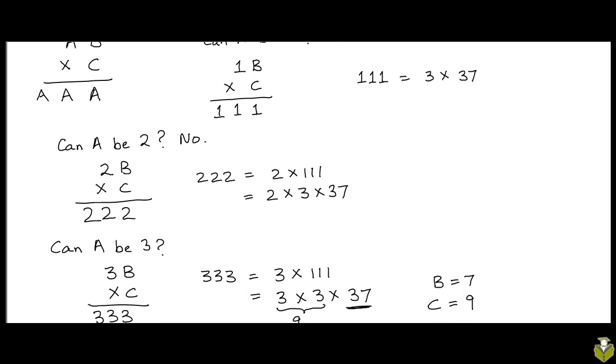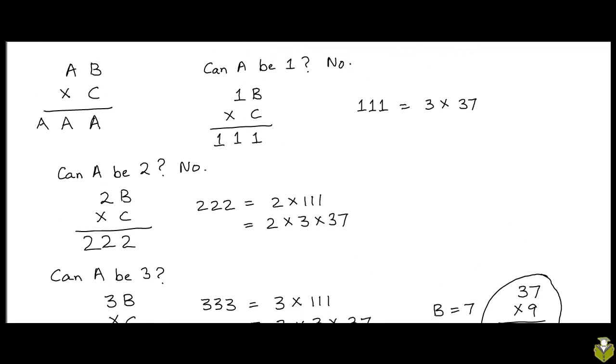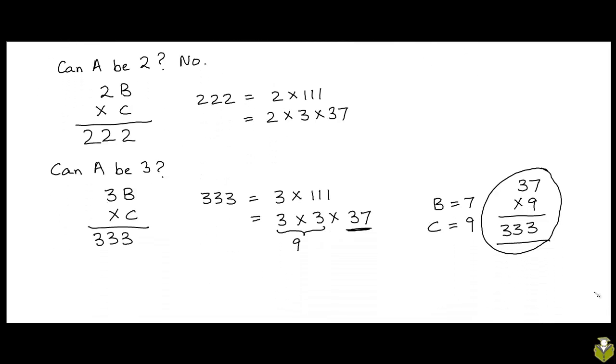So that means 37 times 9, which if you carry out this multiplication is 333, is a valid solution to the cryptarithm. A is 3, B is 7 and C is 9. Now, even though most cryptarithms have only one solution, we should verify that there are no other solutions to this cryptarithm. So we do need to go through all possible values for A rather than just stop here because we found one solution. So let's see if A can be 4.